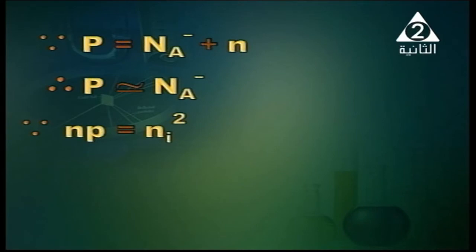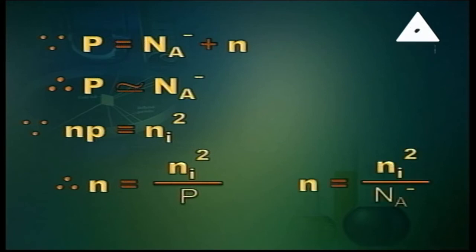So we can say p is almost equal to the number of negative acceptors. Mass action law, np equals ni squared, substituting. In this case, we can say small n is equal to ni squared over p, which is equal to ni squared over the number of negative acceptors.